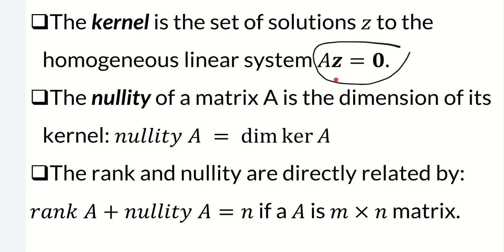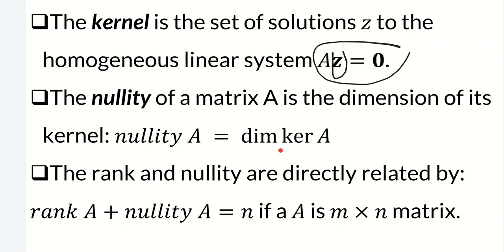So what value here, if you transform it by the matrix, ends up giving you 0? And that is our kernel. Once you have your kernel, we can also find the nullity. The nullity is also the dimension of the kernel.